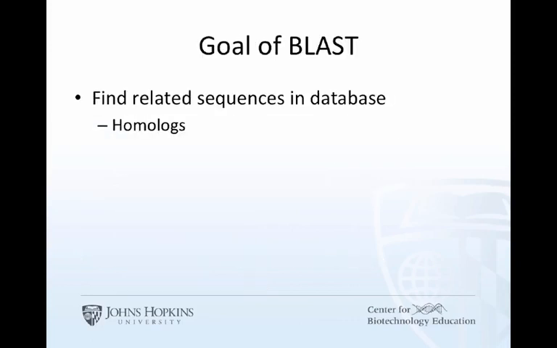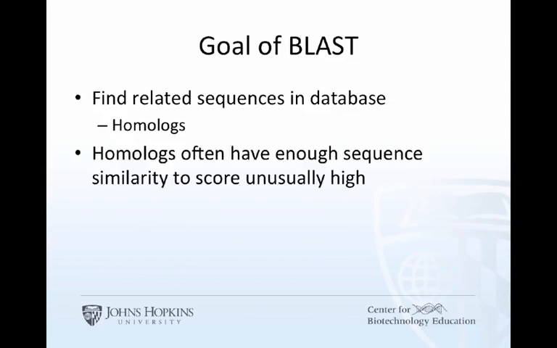Now let's not lose sight of the goal of a BLAST search. With BLAST, the goal is to find related sequences within a large database. In many cases, homologs, which are sequences that share a common ancestor, have sequence similarity that leads to high alignment scores.